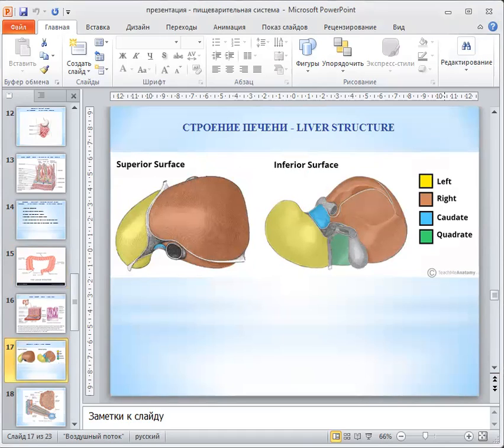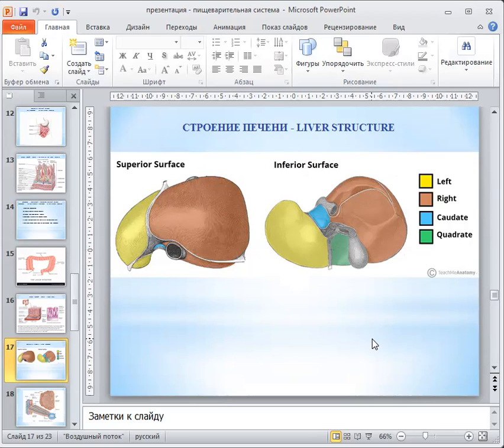Liver weight is 1.52 kilograms. There are 2 edges in the liver, the front edge and the rear edge. The liver consists of two lobes, the right lobe and the left lobe. Between the right lobe and the left lobe is located the circular ligament.